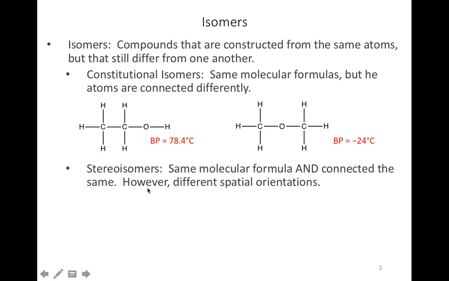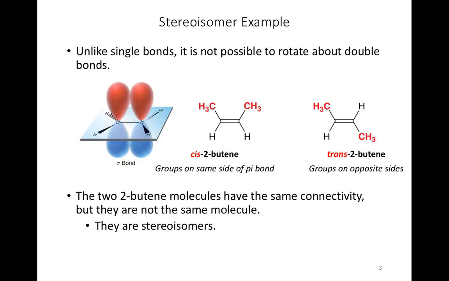Another type of isomerism is stereoisomerism. And so the molecular formula is the same, and they're actually connected the same. However, they have different spatial orientations. And there are a couple of different types of stereoisomers that we're going to talk about. The first one has to do with cis and trans isomers, and this involves molecules that have double bonds.